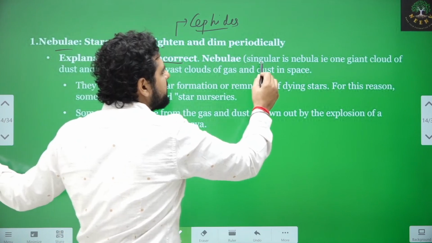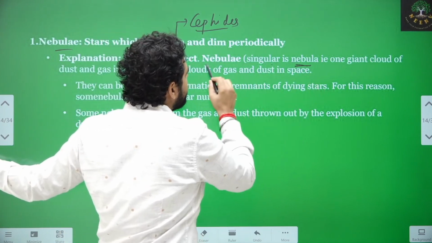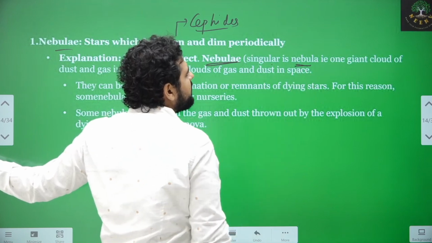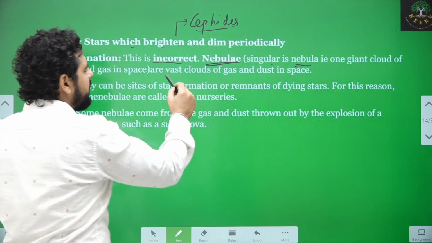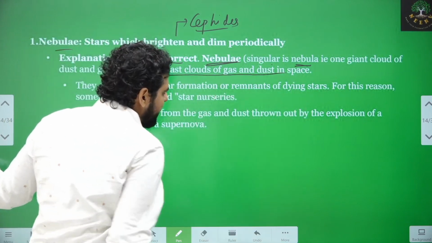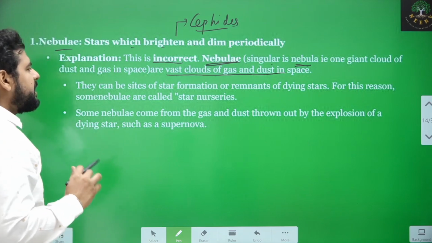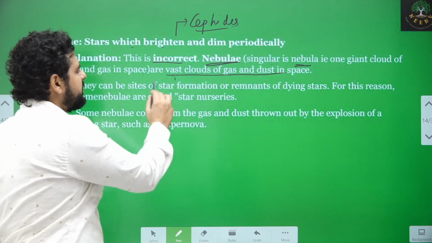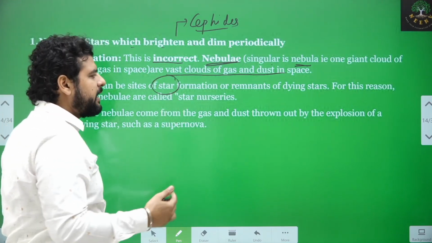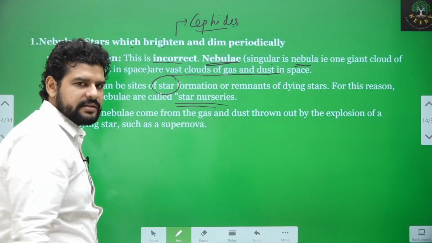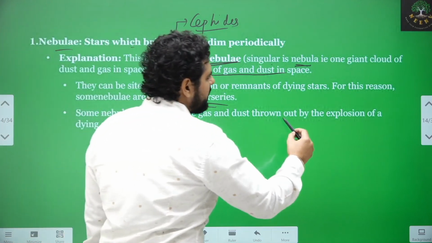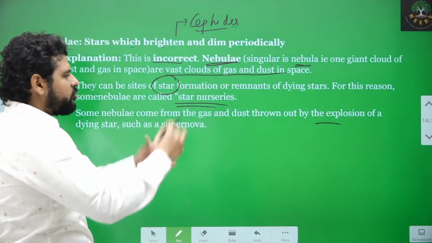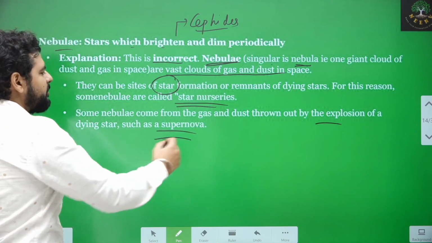Nebula, singular is nebula, plural nebulae, is one giant cloud of dust and gas in space. Nebulae are vast clouds of gas and dust in space. Mostly they are sites of star formation. Hence they are also called star nurseries. But they are also found after the explosion of a star. They are thrown out, for example, in a supernova.